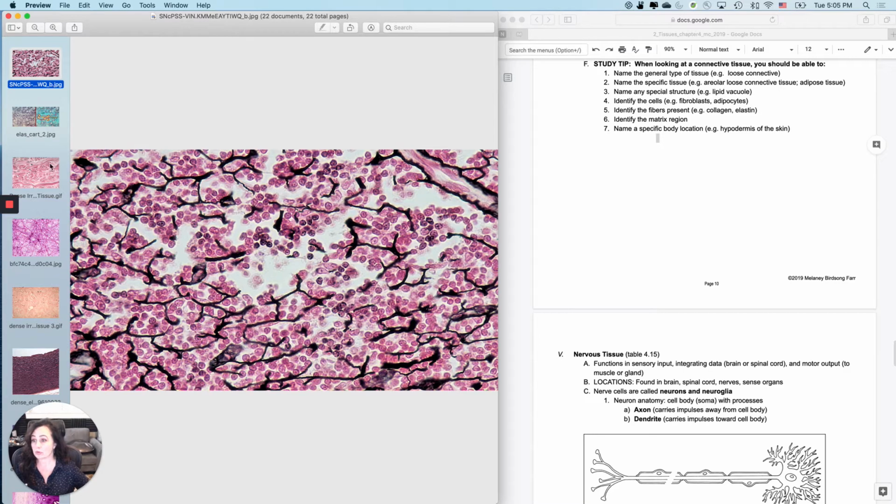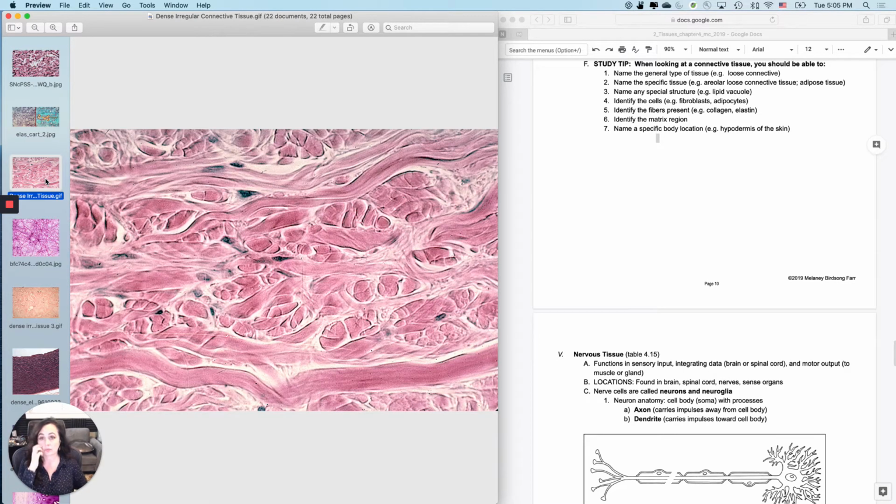What about this one? Is this supporting connective tissue, connective tissue proper, or fluid? It is connective tissue proper, and then is it loose or dense? It's dense. This is dense irregular connective tissue.